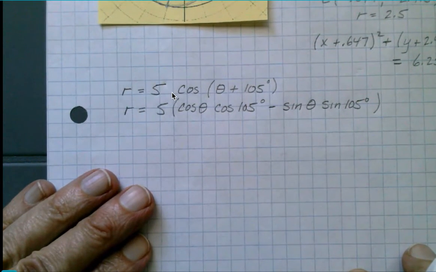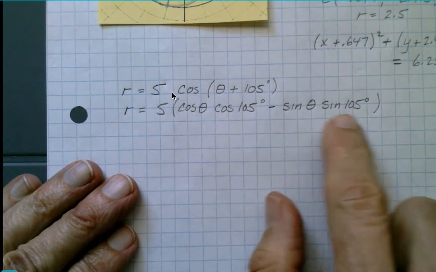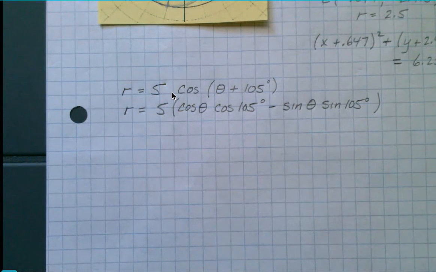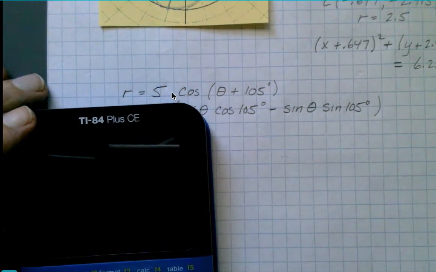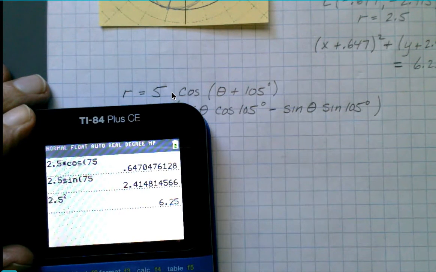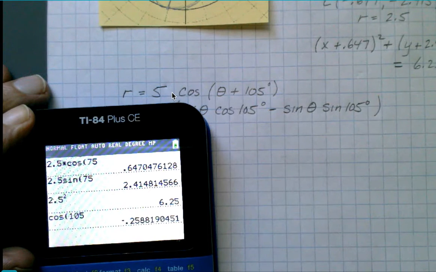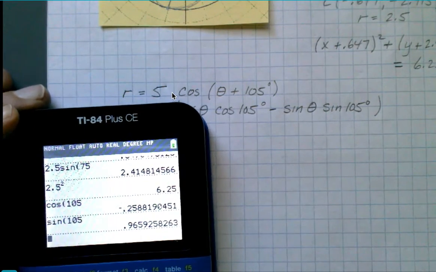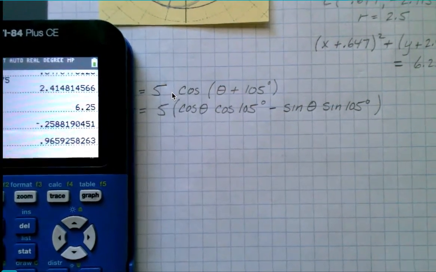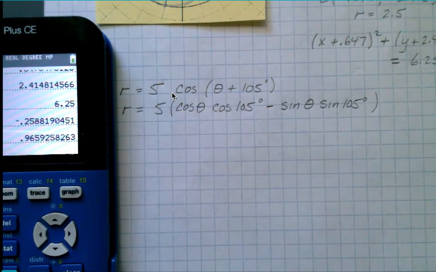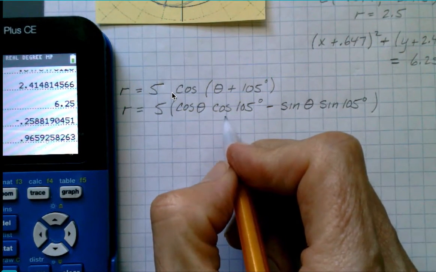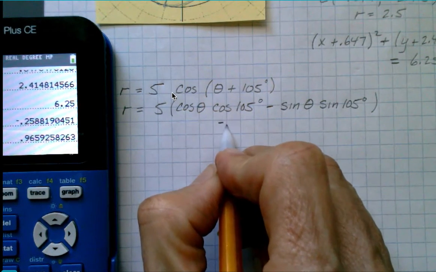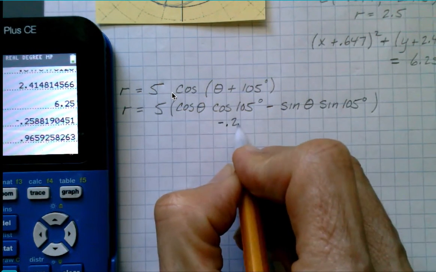Okay, so now the next step is let's work out cosine 105 and sine 105 and see what we get from that. So let me go ahead and do cosine of 105 and sine 105. And so I'll now take those decimals, I'll round them off a bit, and we'll put them right in there. So, okay, so cosine of 105 was about negative 0.2588.